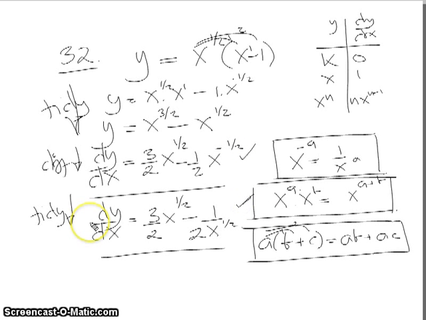Yeah? So both marked correct. It's fine. So that's 32 done. Done and dusted. Great.